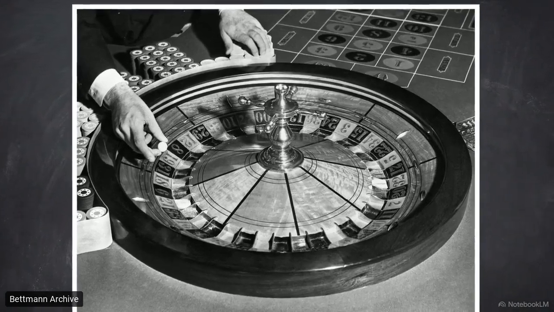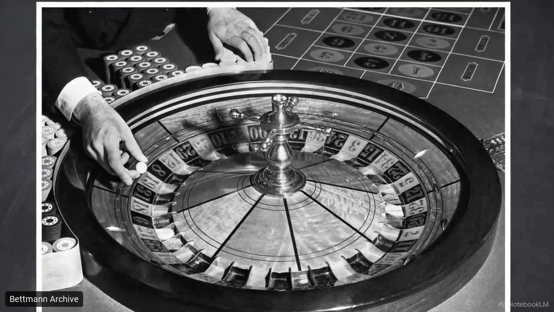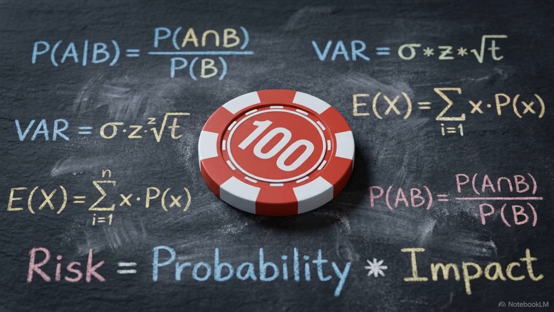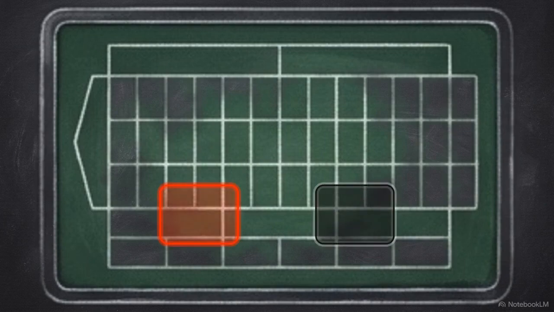If you walk into a casino and bet $100 on red, is there a way to mathematically prove whether that game is a sound financial investment? To find out, we have to define exactly what we are measuring.